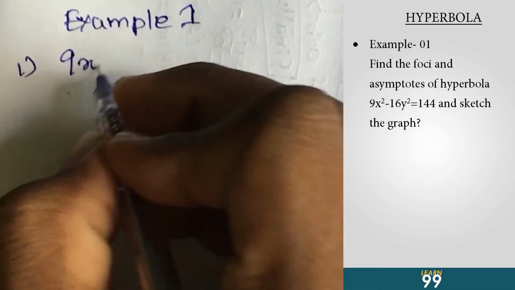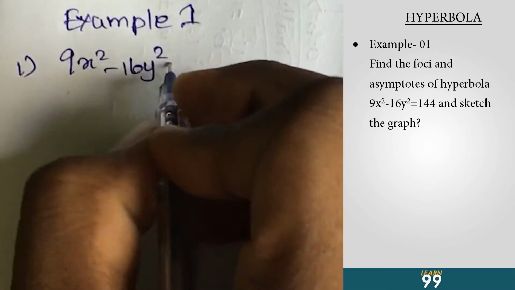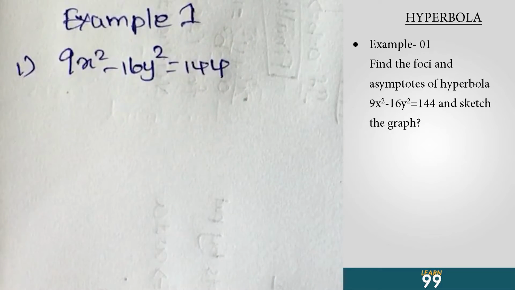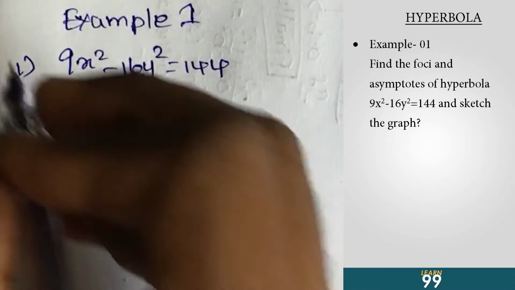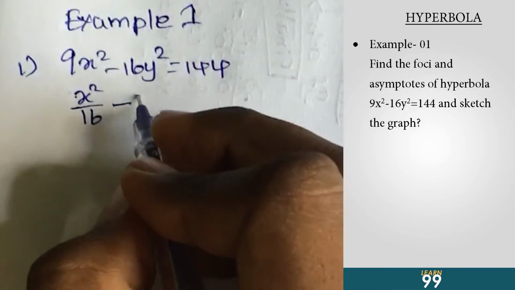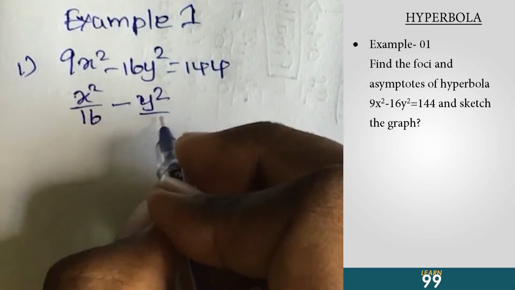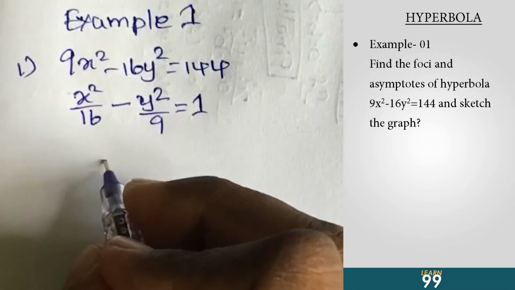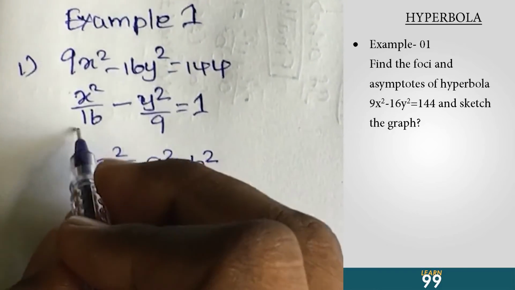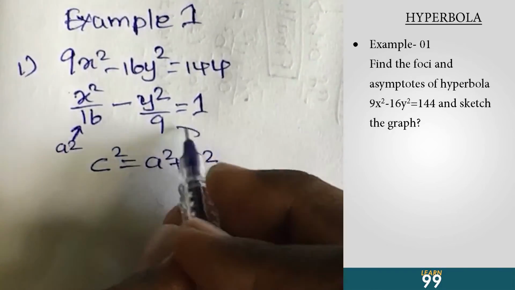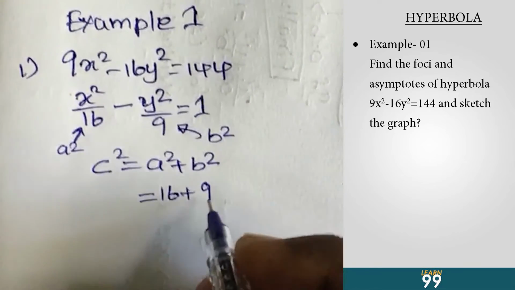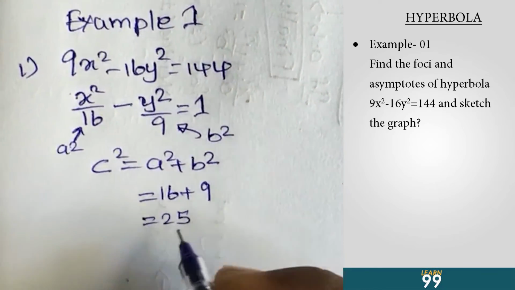Let's move on to our first example. 9x squared minus 16y squared equal 144. This is the equation of a hyperbola. So let's divide both sides by 144. We will get x squared over 16 minus y squared over 9 equal 1. This can be seen as a hyperbola.